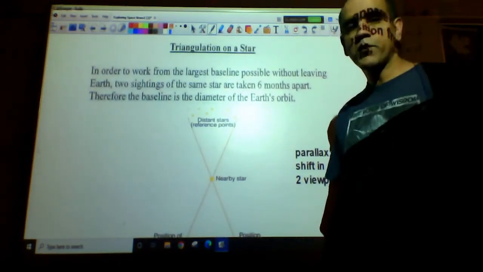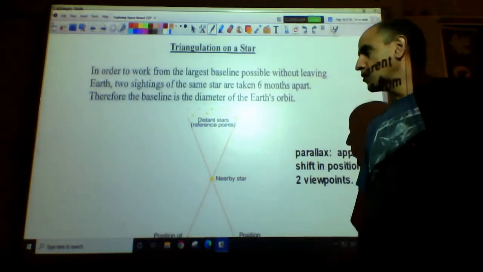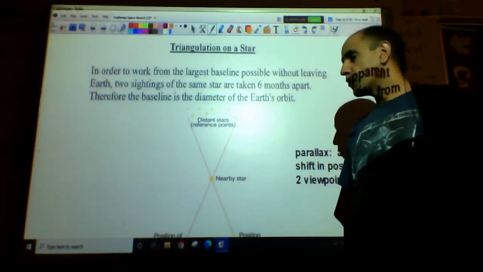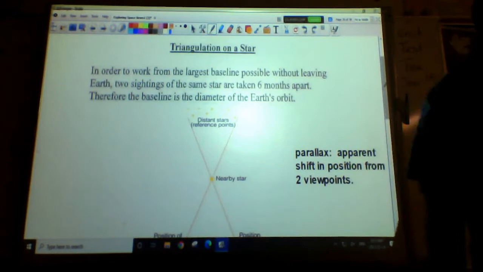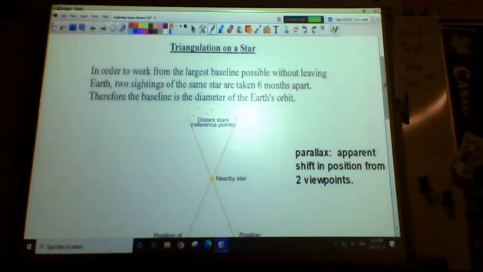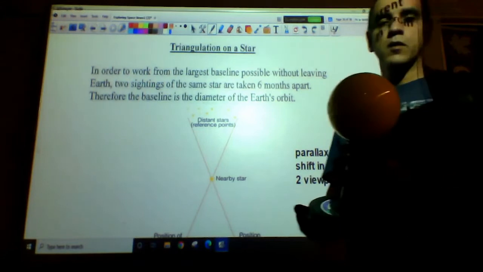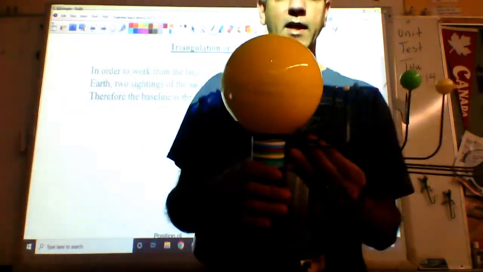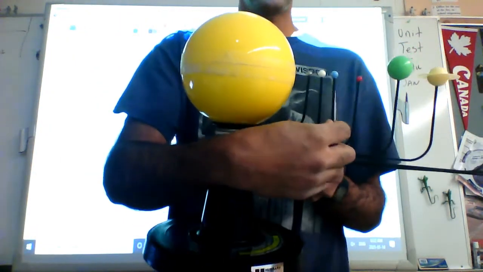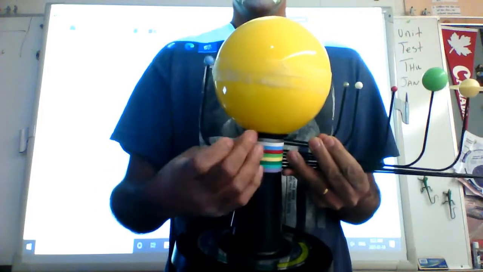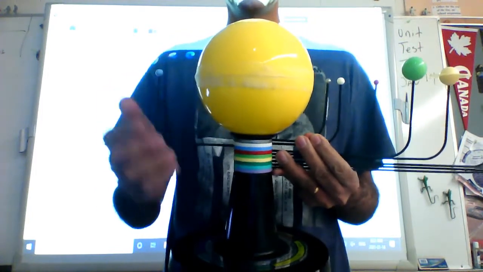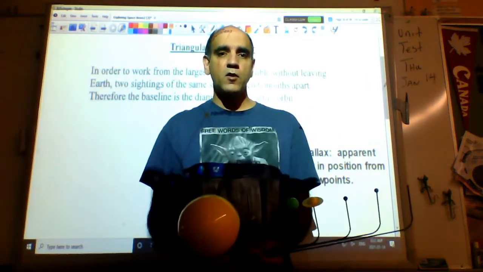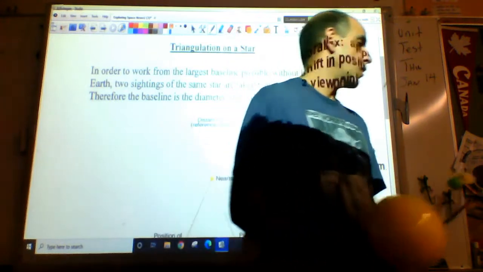And the largest possible baseline available to us here on Earth, you don't even have to leave Strathmore to do this. You just take your reading, say in January, wait 6 months. So you take your reading here, and then 6 months later, the Earth is on the other side, and you take another reading. That gives you the largest possible baseline available to us here on Earth: the diameter of Earth's orbit around the sun.